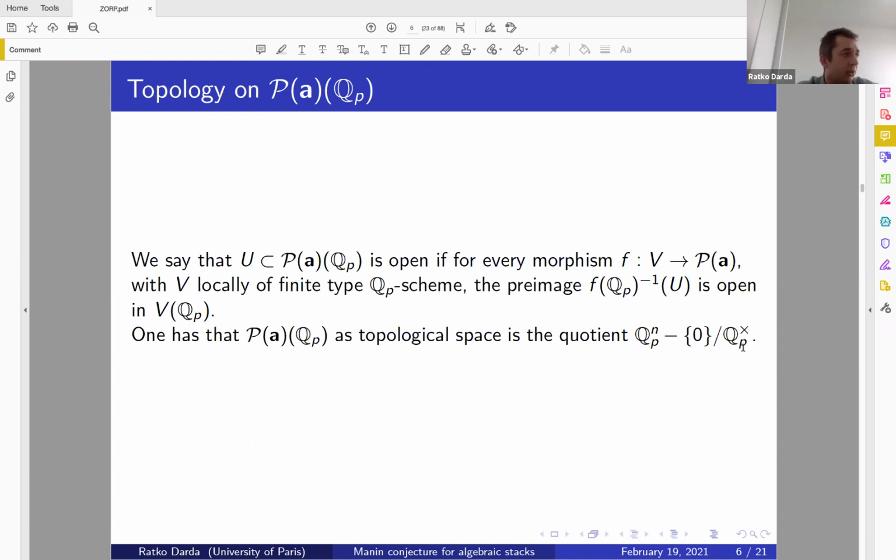This is not true in general: if you have a quotient stack [X/G], then on Q_p points you do not necessarily get the quotient X(Q_p)/G(Q_p), because you don't necessarily have the Hilbert-90 theorem. And in fact, one can prove that if G is a special group, then indeed you get that the Q_p points of the quotient stack are precisely X(Q_p) divided by G(Q_p).